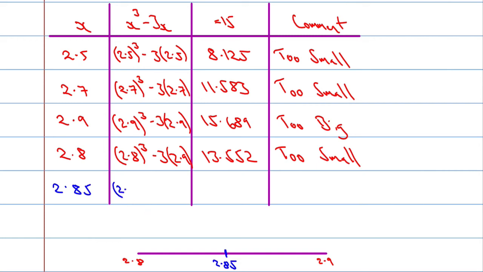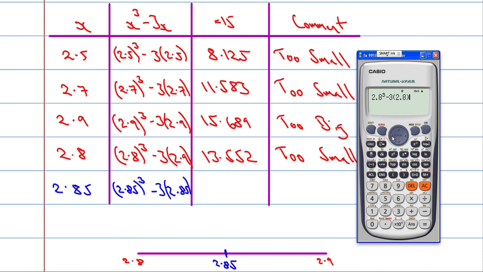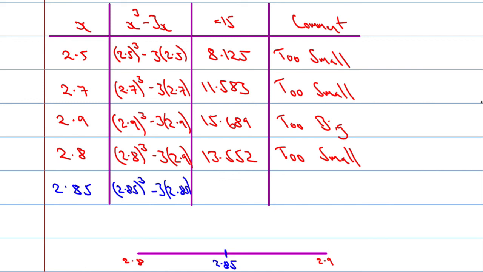This is what people forget to put in a lot of the time. So check 2.85. 2.85 cubed, take away 3 times 2.85. So bring our calculator back out. 2.85 there, and 2.85 there, and that's 14.599. I'll just go to 3 decimal places there. 14.599. So was 2.85 too small or too big? I can see that it's too small.